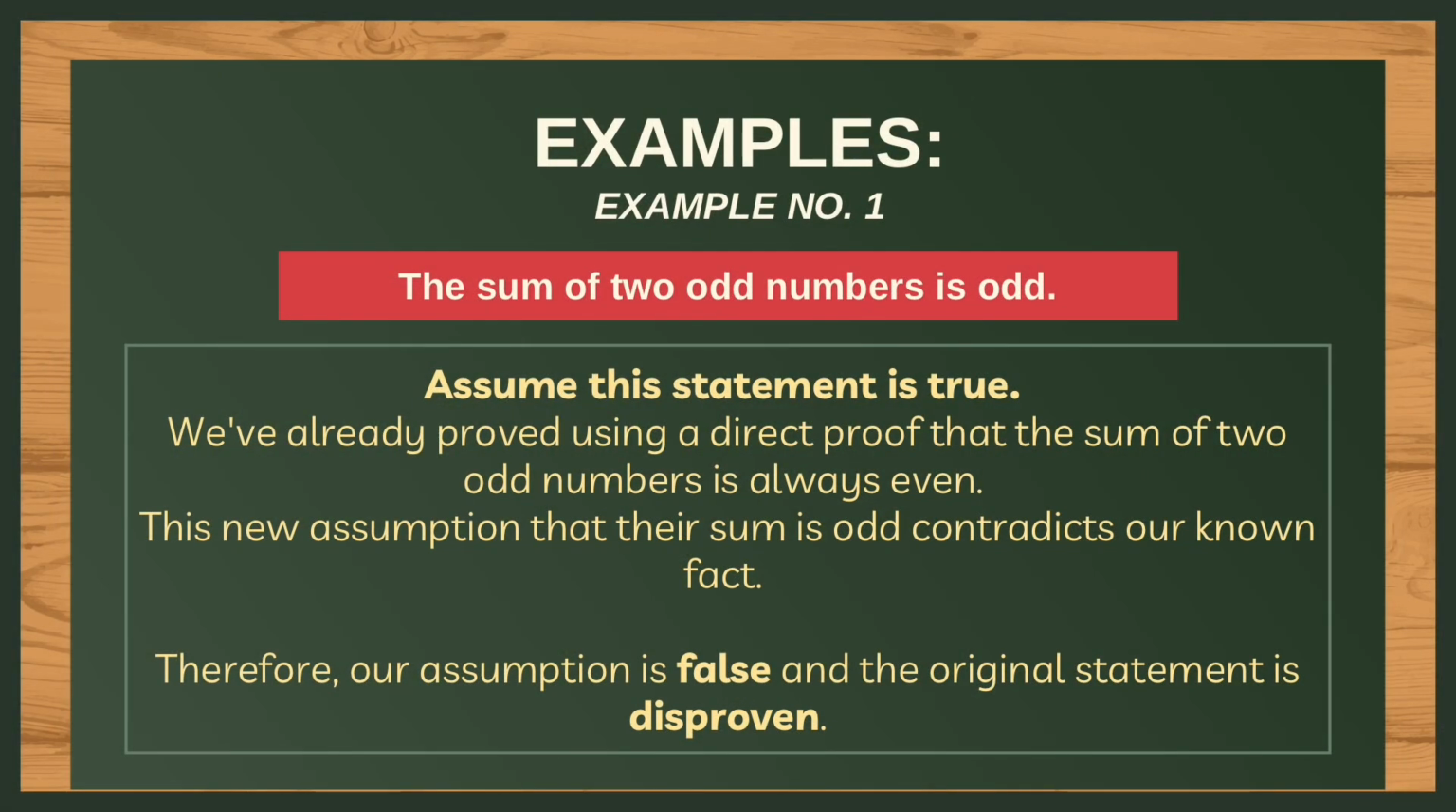Example number 1 for disproof by contradiction. The sum of two odd numbers is odd. Let's assume that this statement is true. We've already proved using a direct proof that the sum of two odd numbers is always even. This new assumption that their sum is odd contradicts our known fact. Therefore, our assumption is false and the original statement is disproven.